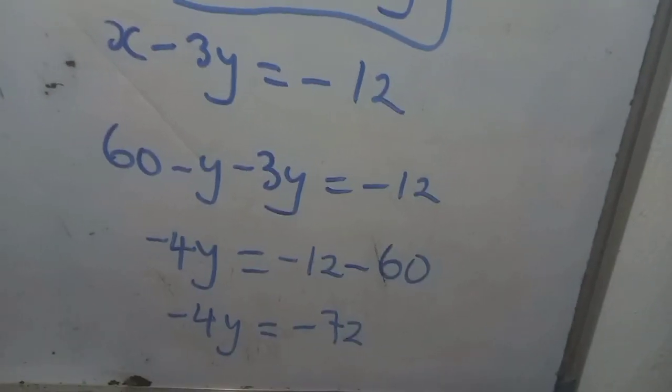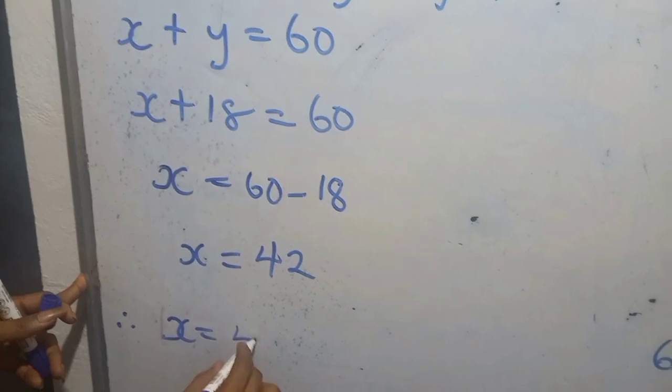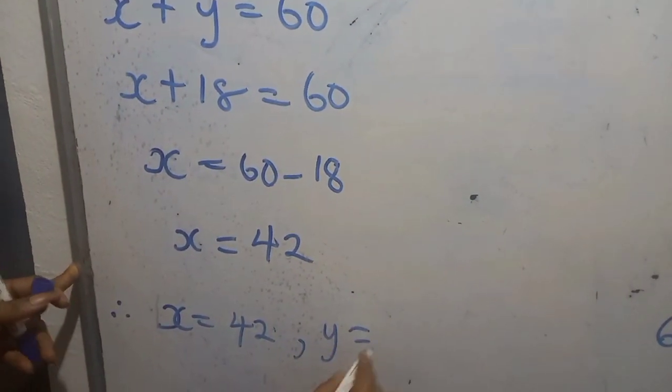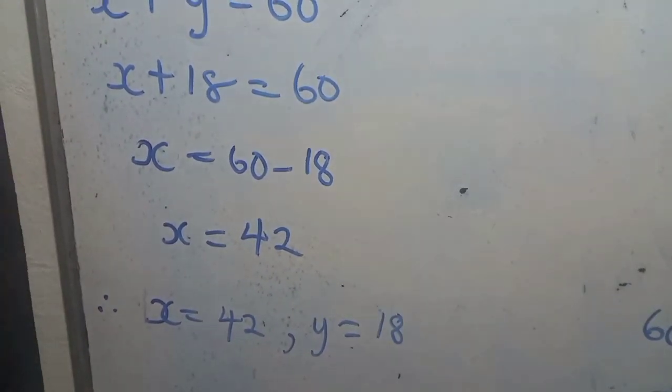Okay, so we divide both sides by 4. Our y is 18, and our x is 42. So this is our final answer.